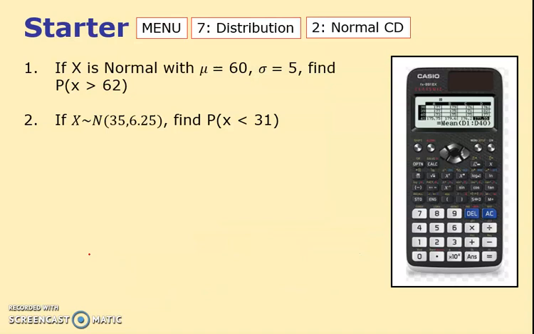So a little starter for us, it's got a couple of questions. It says, if x is normal with mean 60 and sigma 5, find the probability that x is greater than 62. So these are both nice questions. You might want to pause the video, see if you can do them both yourself. I think they're exactly the same as we did last time in class. So pause the video now and I'll do the answers as soon as you turn it back on.